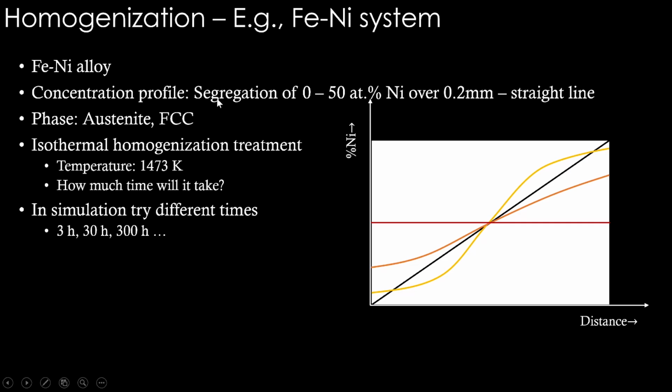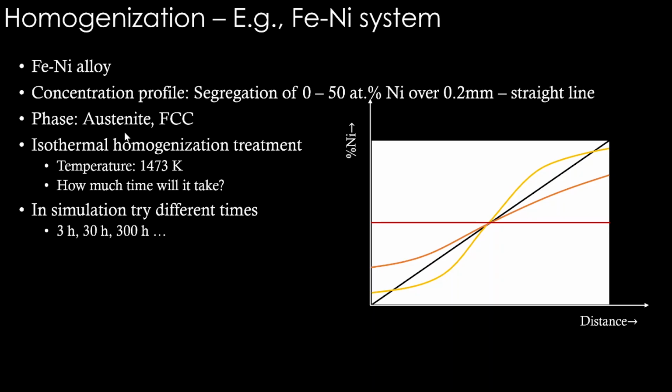Okay, these are more details. Let's have a concentration profile which has segregation of 0 to 50 atomic percent nickel over 0.2 mm. So that's the distance. So in a short distance, that is a very significant concentration gradient, and it's a straight line. This is our initial concentration profile, and the phase is going to be an FCC phase or austenite. We will give this name in the simulation. We will select FCC phase in that name.